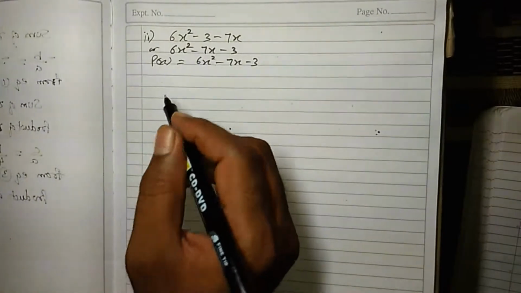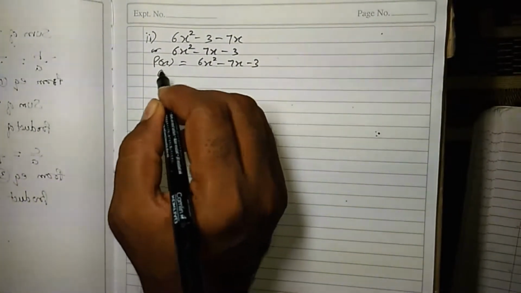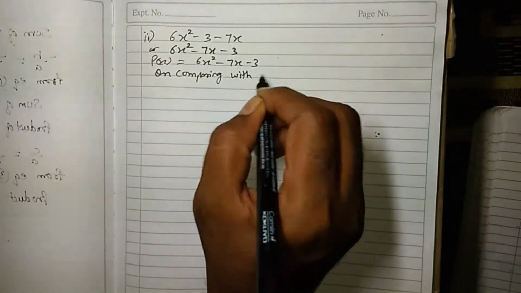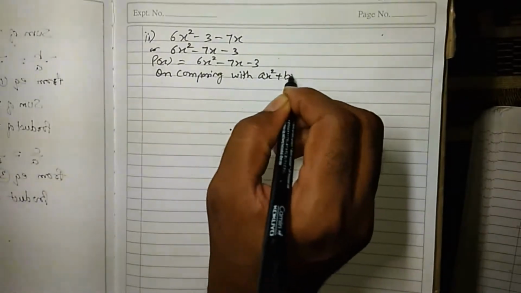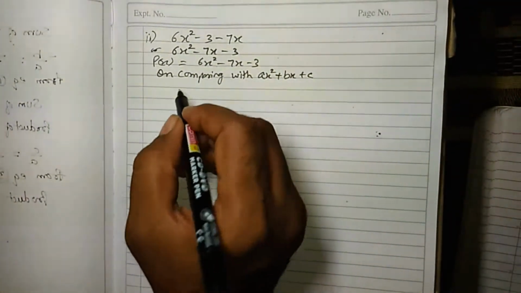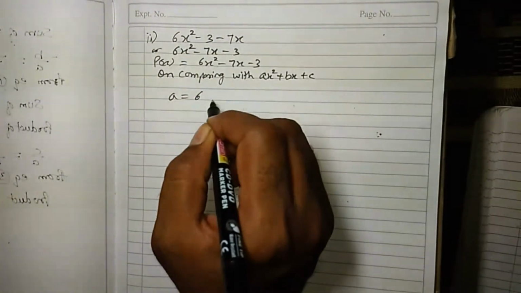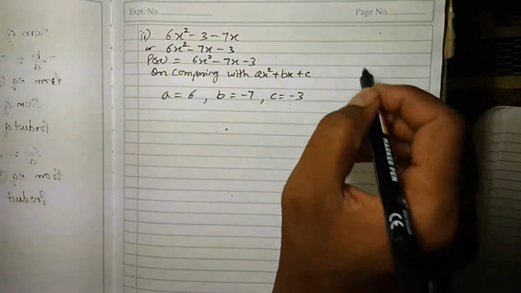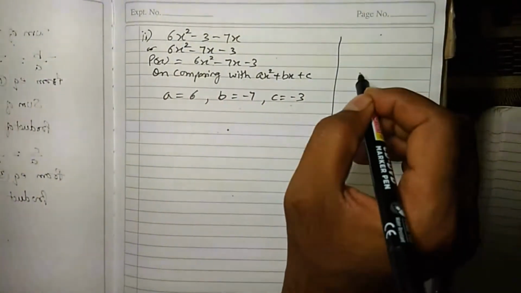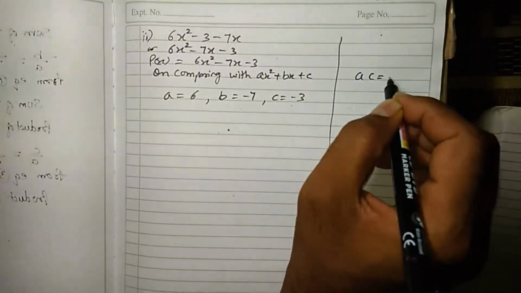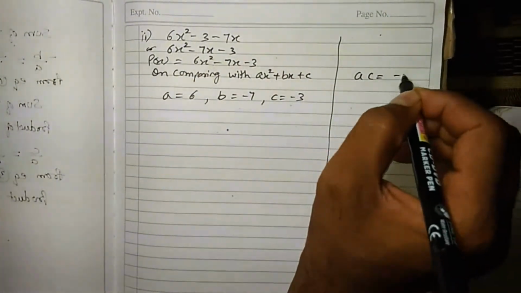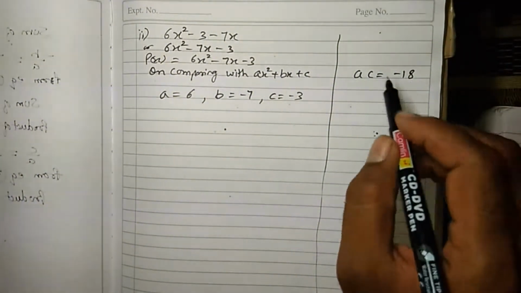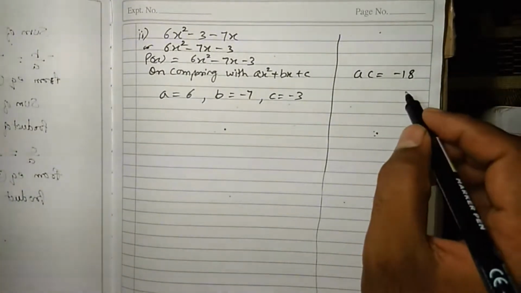What you have to do now is compare with ax square plus bx plus c. So a equal to 6, b equal to minus 7, and c equal to minus 3. Again you have to solve AC, and AC you will get a into c is minus 18. You have to just consider the numeric value, not the sign, and you have to find various possible factors of this AC.